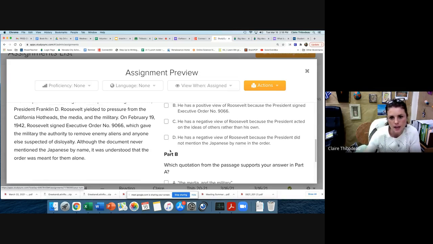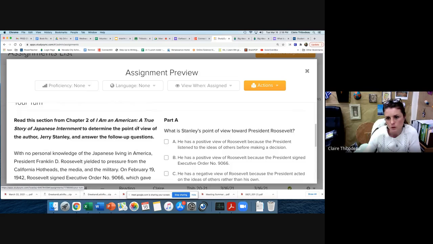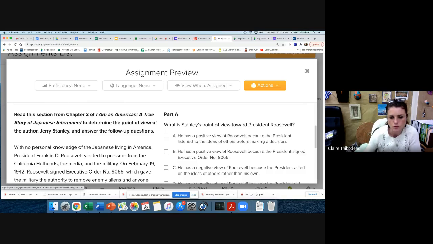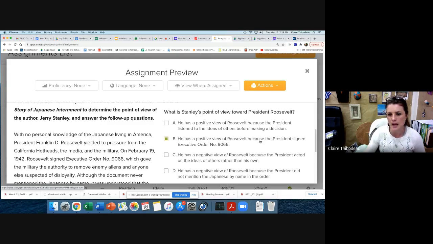All right, so part A. What is Stanley's point of view toward President Roosevelt? So the way that he portrays President Roosevelt in this, what do you think was his point of view? A, he has a positive view of Roosevelt because the president listened to the ideas of others before making a decision. B, he has a positive view of Roosevelt because the president signed the executive order. C, he has a negative view of Roosevelt because the president acted on the ideas of others rather than his own. Or D, he has a negative view of Roosevelt because the president did not mention the Japanese by name in the order.